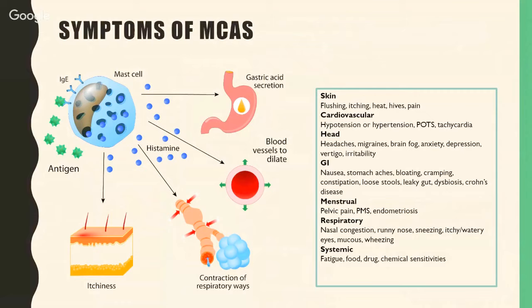Cardiovascular is perhaps the most dangerous because these people can drop blood pressure. They can become very, very hypotensive. They can become hypertensive. And something we see very frequently with CIRS as well is the POTS, the postural orthostatic hypotension syndromes, where they can't regulate their autonomic volume and they'll get dizzy or lightheaded when they stand up quickly. Heart racing, of course, is another common one.